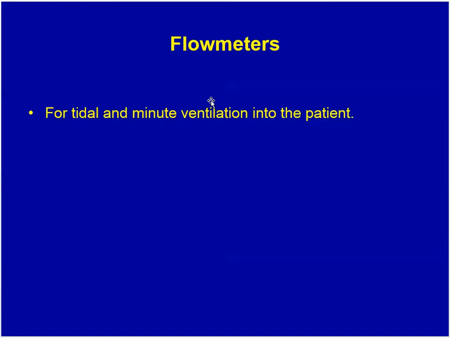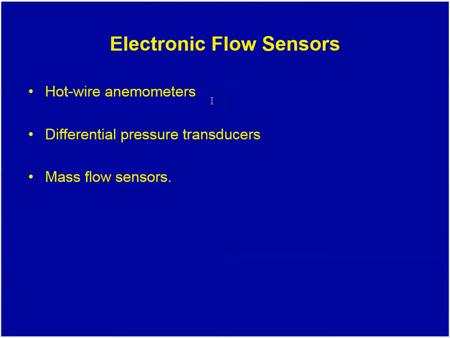I have a missing slide here to indicate that, excuse me, here it is. Modern machines use electronic flow sensors, and at least 3 different varieties are made. One are hot wire anemometers, differential pressure transducers, and mass flow sensors.